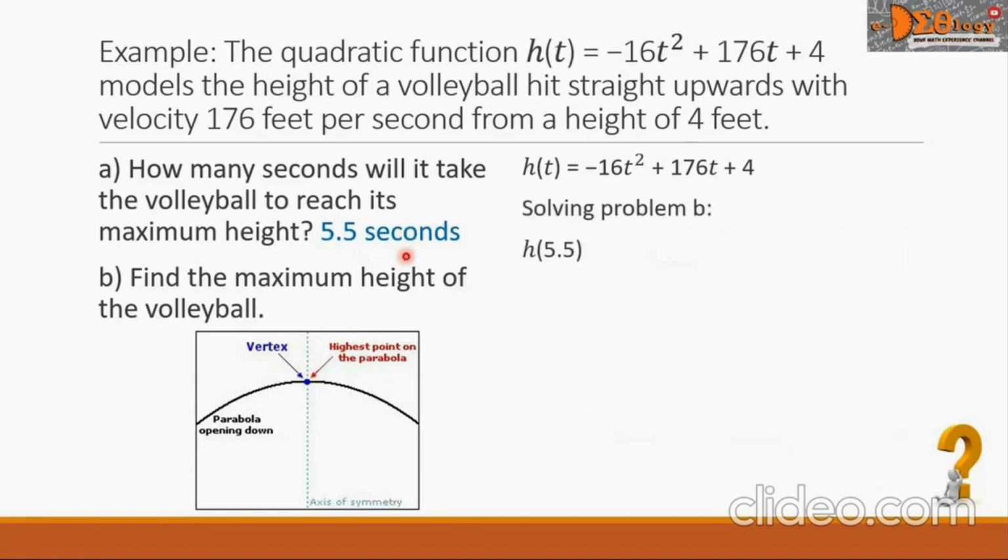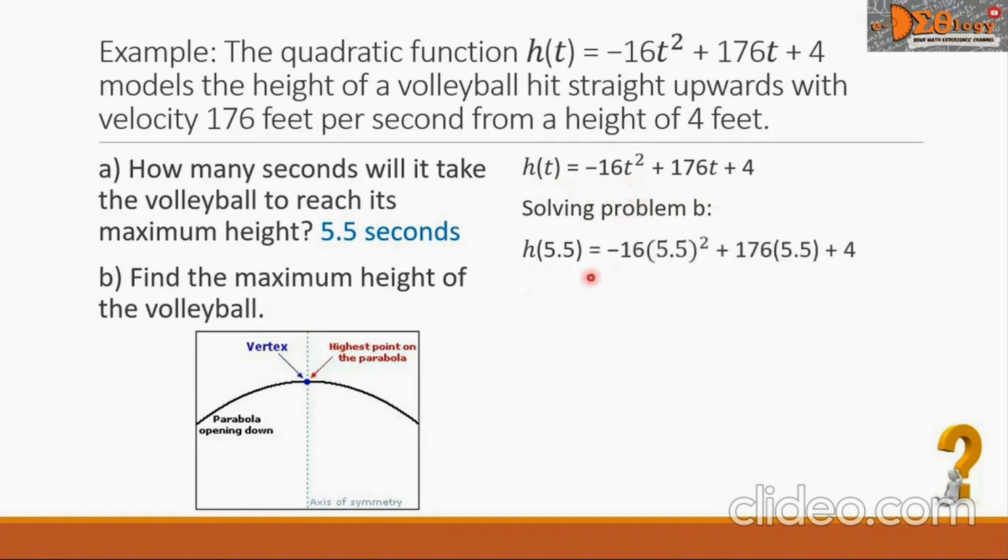Now let us solve for problem B. In here, what we will do is to evaluate our function using the value of t that we solved from A. So this is h of 5.5. Let us now evaluate our function, and every time we have t variable, we will change it by 5.5.